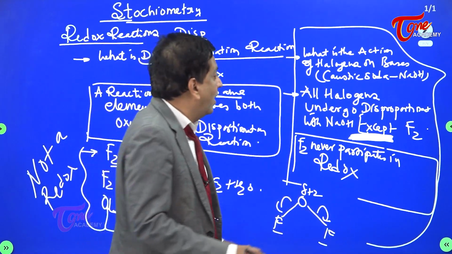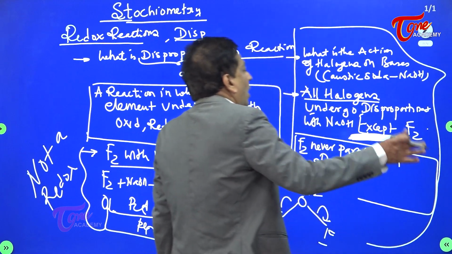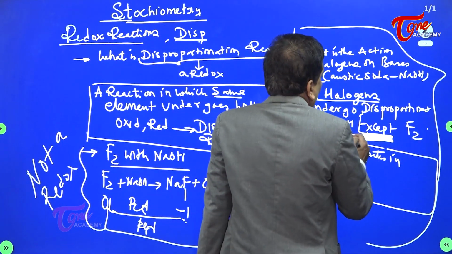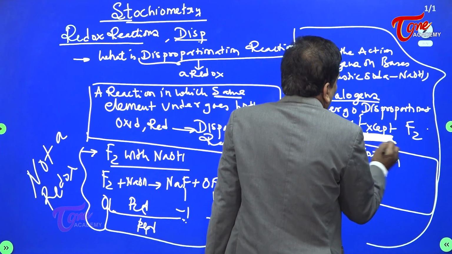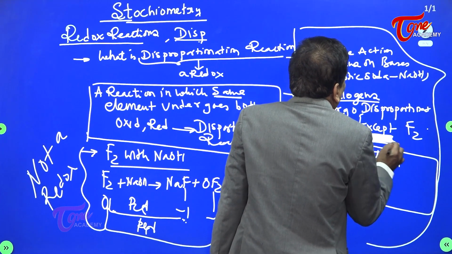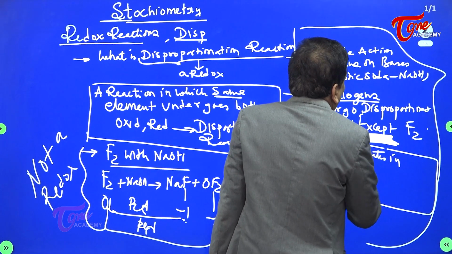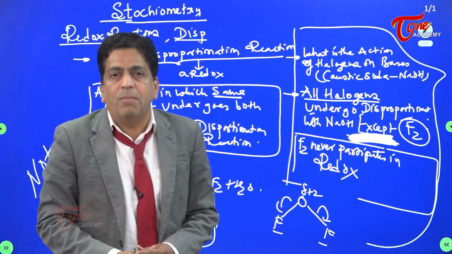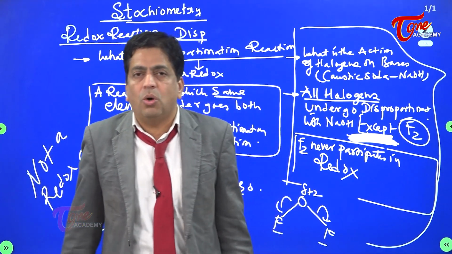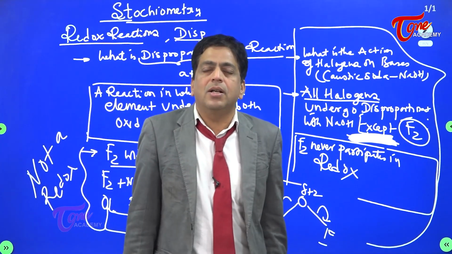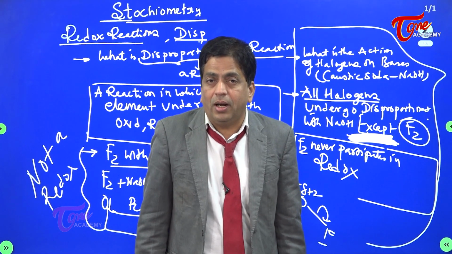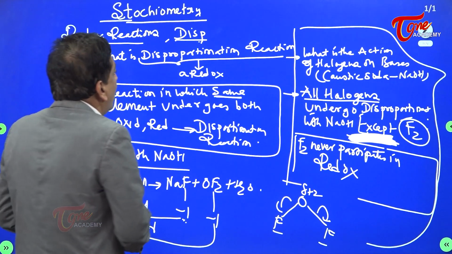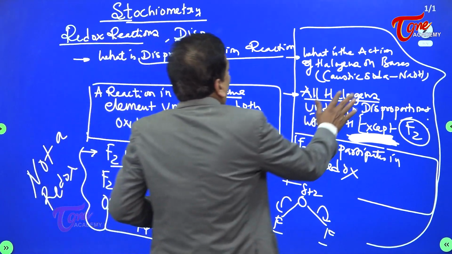Well, I would like to underline that all halogens, you take any halogen, will undergo disproportionation, except what? Fluorine, you must understand. Fluorine, in fact, never participates in a redox reaction because it's always reduced, oxidizing the other guys. You must understand this, right? So no disproportionation reaction for fluorine. Then what are the other reactions with the halogens?